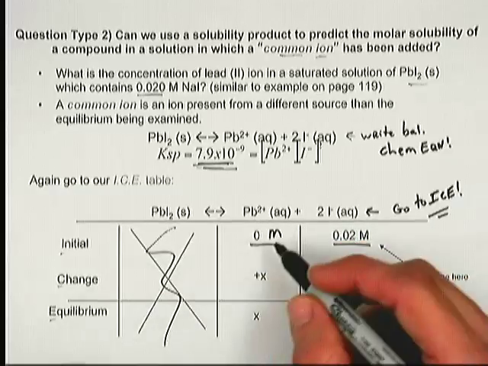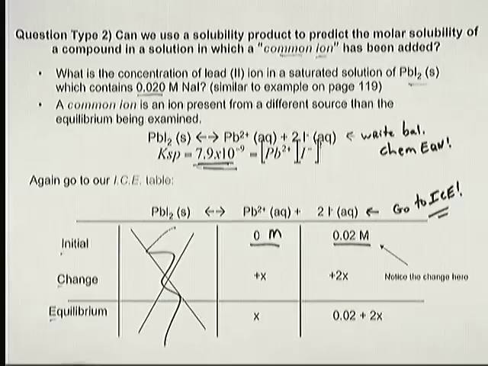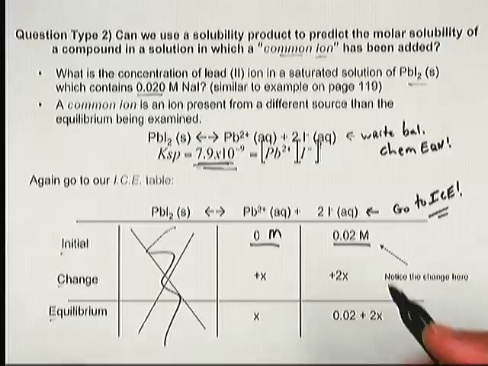That's what we should put in this ice table. Now, do we have an initial standing concentration of lead before any of this dissolves? Remember, that's how I define the initial, before any of the salt dissolves. At least that's how I like to think about it.